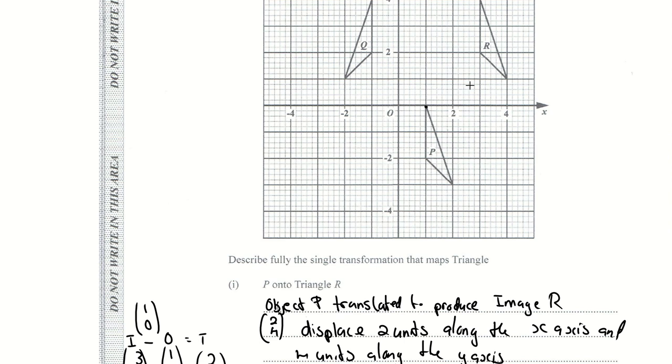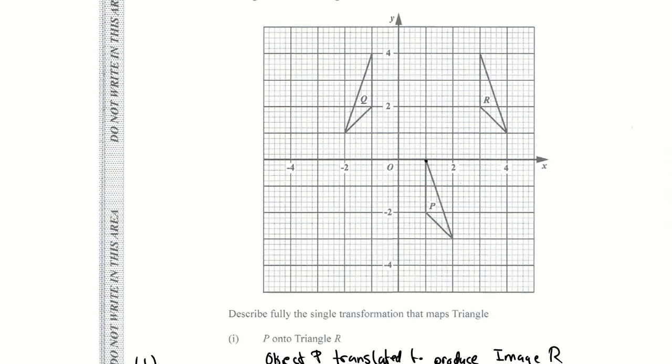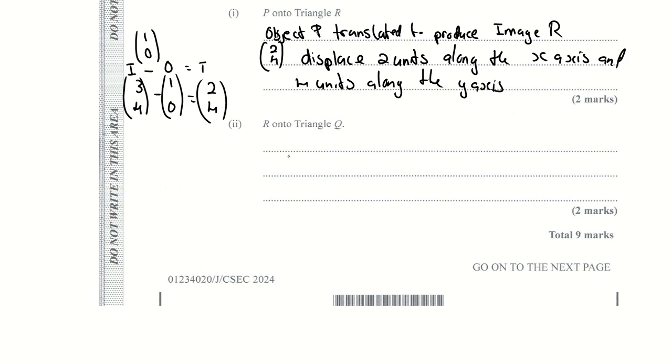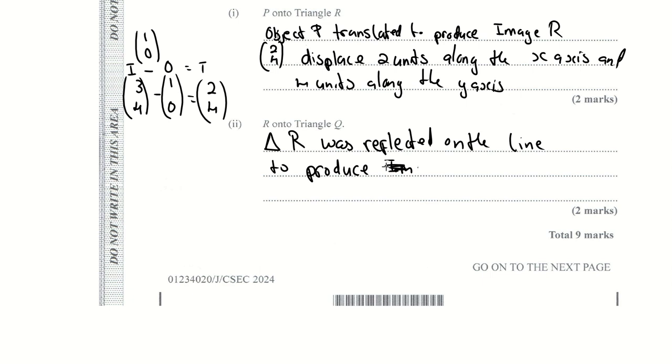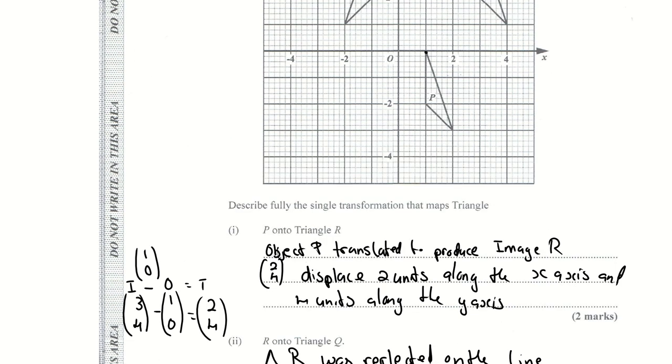Then triangle R onto Q, we can see that the shape has been inverted, so immediately it's a mirror line. Now, it's a reflection. I don't want to use object R because R is not an object. We'll say triangle R was reflected on the line, I'll leave a space to put it, to produce triangle Q. So first off, you need to find the location of your mirror line.